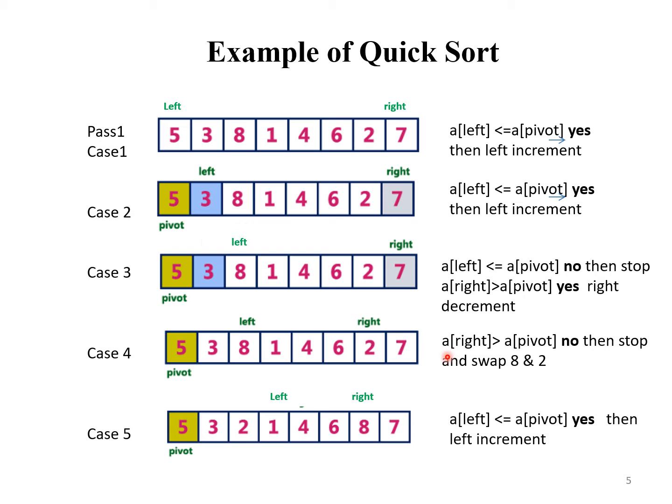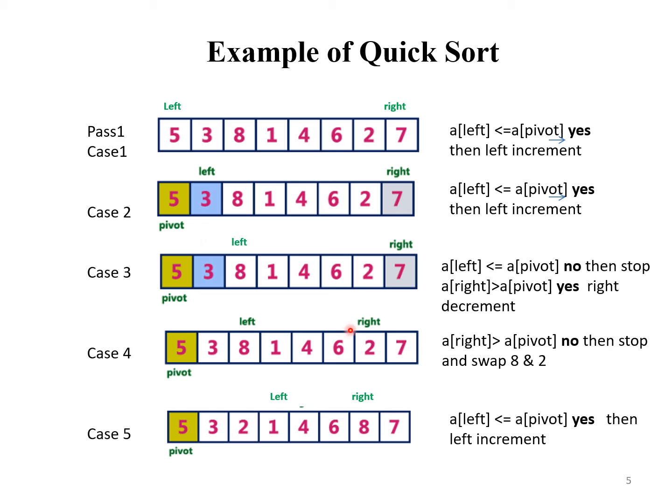Now repeat this process and compare the right pointer and pivot. So here we will check right is greater than pivot. So now right is 2 and pivot is 5. So 2 greater than 5, this condition is false. That's why here we stop our pointer. So left is stopped in the second position and the right pointer is also stopped in the second last position.